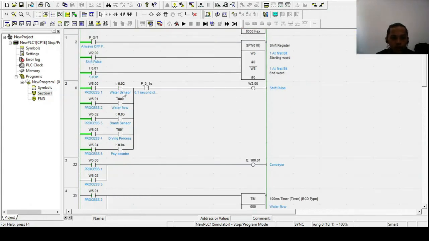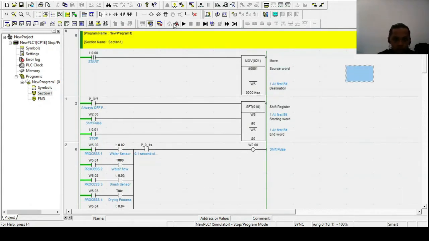Okay, we use just five processes. Process one is for the water sensor to detect the car before the conveyor stops. Process two is the washing process, with the water flowing on a timer. Process three is for the brush sensor to detect the car before the conveyor stops. Process four is the drying process, where the brush motor is on. And process five is the ending, where the driver makes a payment at the pay counter. So okay, we continue the simulation.